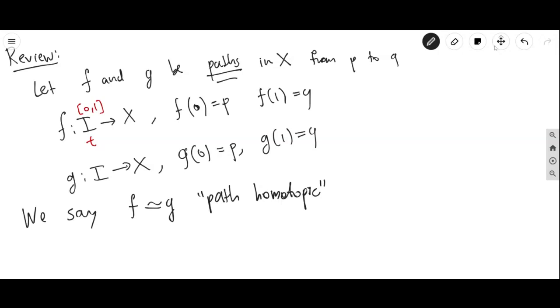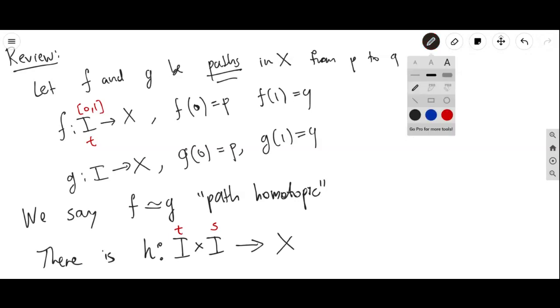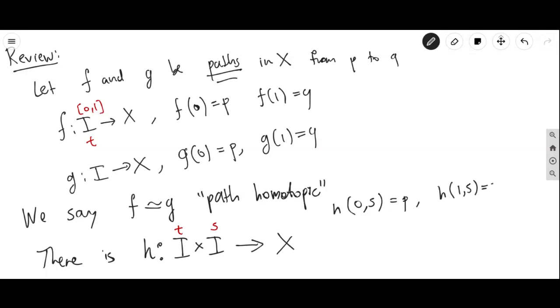So path homotopic would mean that there's a homotopy, there is a continuous interpolation, so let's call it H, from I times I into X. So you think of the first one as representing time, you think of the second one as being interpolation, and the following, this is a continuous map, of course, and it satisfies the property that at time 0, for any value of s, it's always equal to p. At time 1 and value s, it's always equal to q. But when s is 0, you get f of t, and when s is 1, you get g of t.